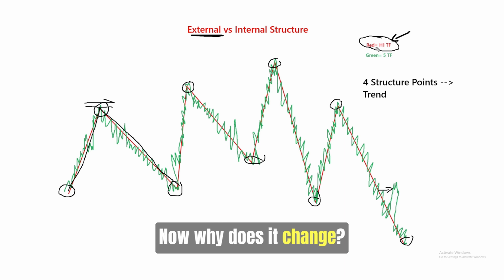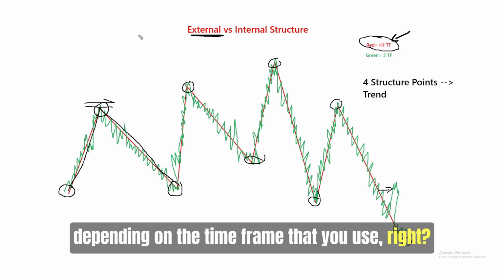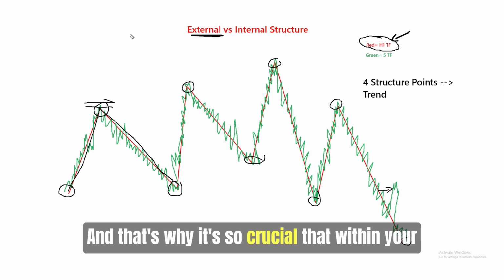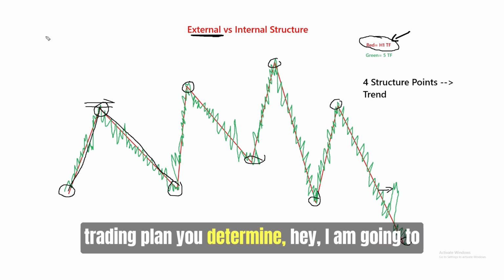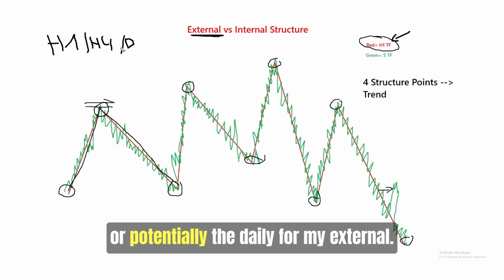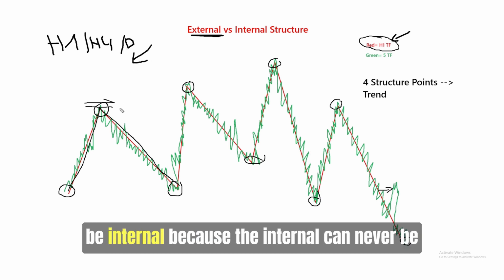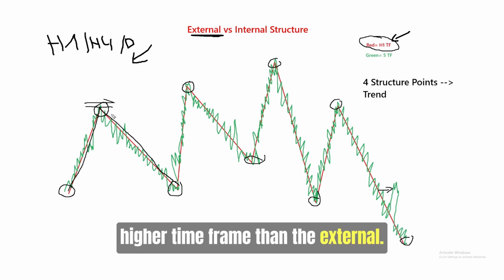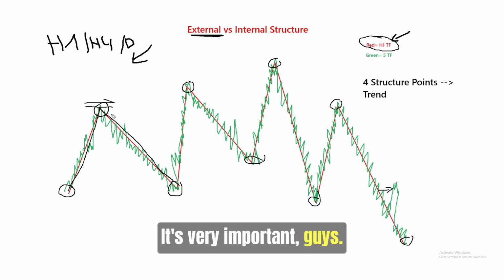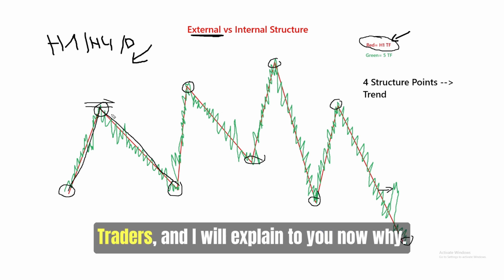Now, why does it change? Well, because it will always show a different external point depending on the time frame that you use, right? And that's why it's so crucial that within your trading plan you determine, hey, I am going to be using the H1 or the H4 or potentially the daily for my external, and anything lower than that is going to be internal, because the internal can never be higher time frame than the external. It's very important, guys. This is what creates a lot of problems within traders, and I will explain to you now why.